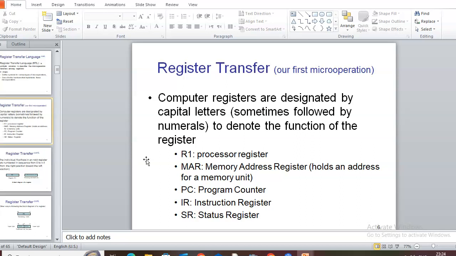Here we have different types of register names. R1 is a processor register, R1, R2, R3, like that. And MAR, memory address register, holds the address of a memory unit of the corresponding function. Then coming to the program counter, PC is program counter, IR is instruction register, SR is status register. So all these represent different types of functionalities in the computer.